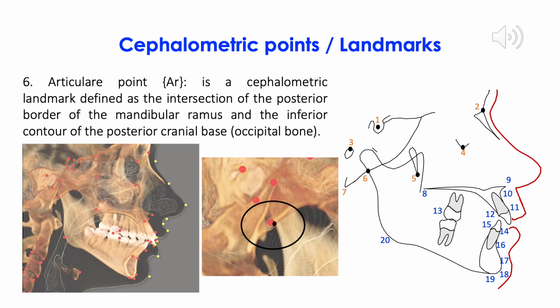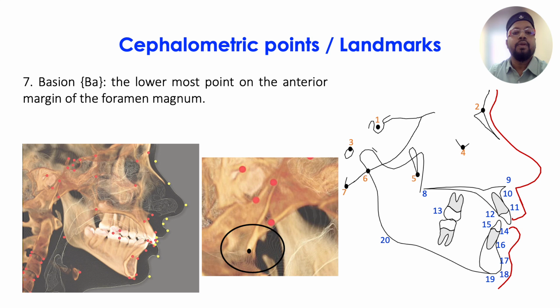Number 6, articulare, short form AR. It's a cephalometric landmark defined as the intersection of the posterior border of the mandibular ramus and the inferior contour of the posterior cranial base in the occipital bone. Number 7, basion, the lowermost point on the anterior margin of the foramen magnum. In the tracing you can see number 7, and in the skull view you can also see the number 7, basion.